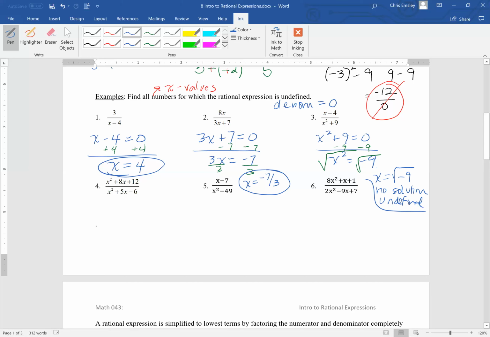So that means, what was the question? Find all the numbers where the rational expression is undefined. There are none. There are no x values that would make that expression in number 3 undefined. No matter what we plug in there, it's never going to be 0.